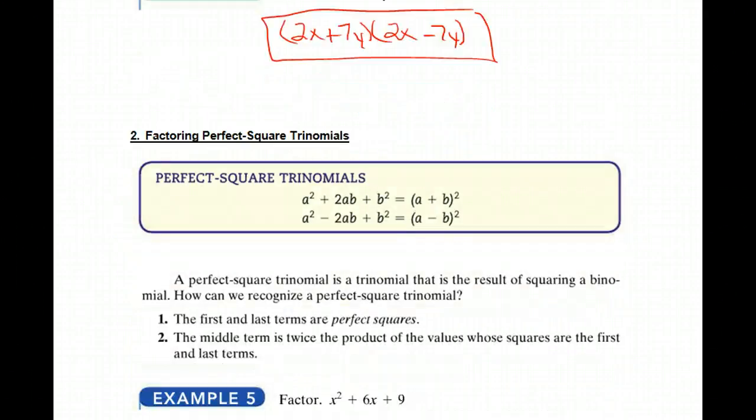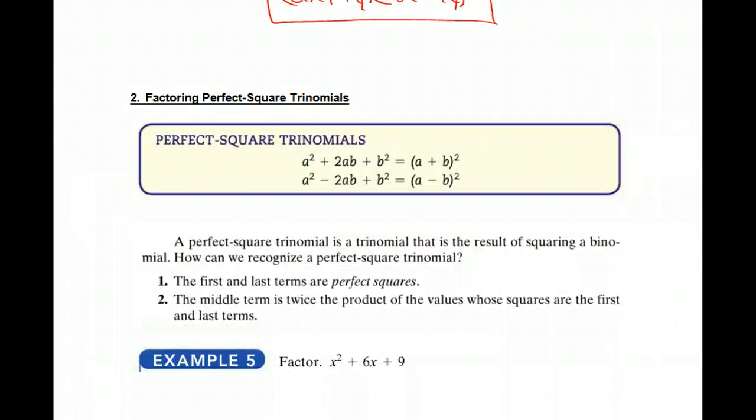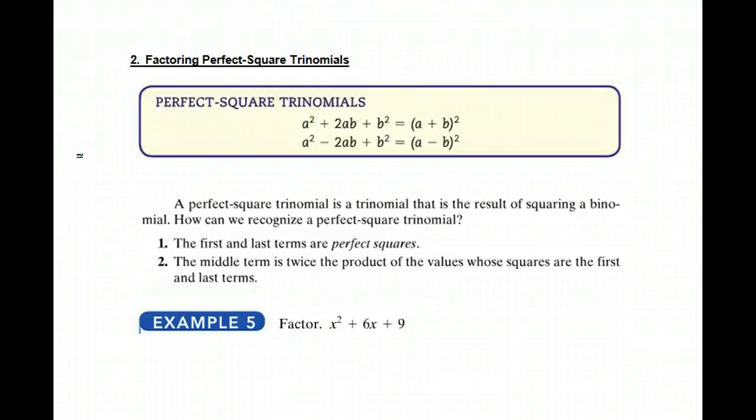The next topic that we're going to cover is factoring perfect square trinomials. Sometimes before you jump into using the C method or the AC method, you can check to see if your quadratic expression is a perfect square trinomial. If it is, you can completely avoid having to find factors that multiply to that and add to this, because we can use the perfect square trinomial rule.